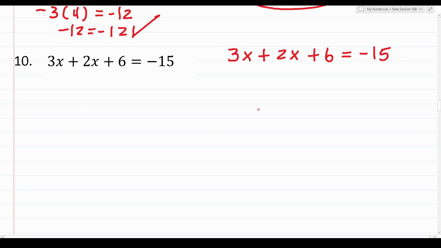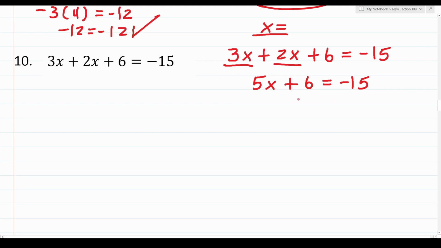Again, our goal is to find a value of x such that this equation becomes true. And remember, our method says to use addition, subtraction, multiplication, and division as needed to isolate your letter variable, which means that we want to get x equal to something by itself in this case. All right, so let's go ahead and work on doing that for this problem. We should see right away that 3x and 2x are like terms, and in light of that, we can combine them. 3x plus 2x is 5x, so this becomes 5x plus 6 equals negative 15.